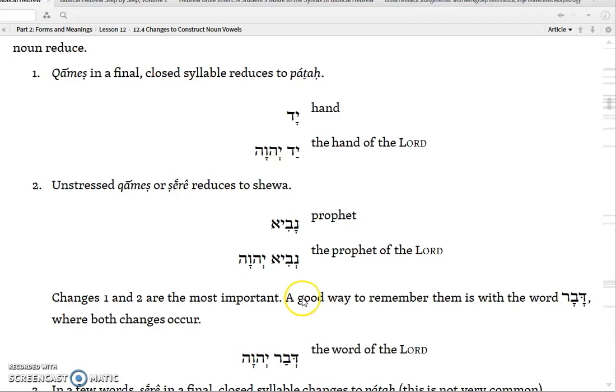If you have kamatz in an open syllable, what happens in construct is that in effect the accent has shifted downstream, and thus the kamatz becomes propretonic, and according to the propretonic kamatz and sere rule, it must reduce to shava. So navi, prophet, becomes navi Adonai, the prophet of the Lord.